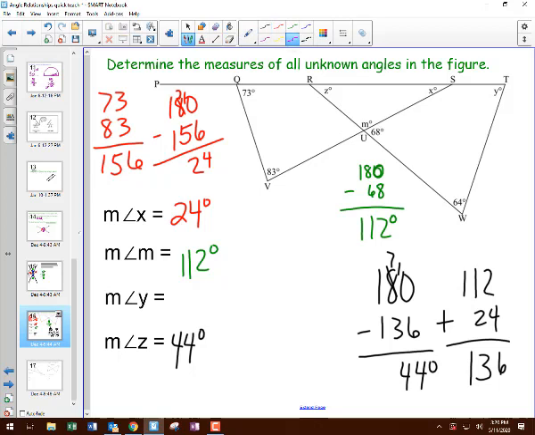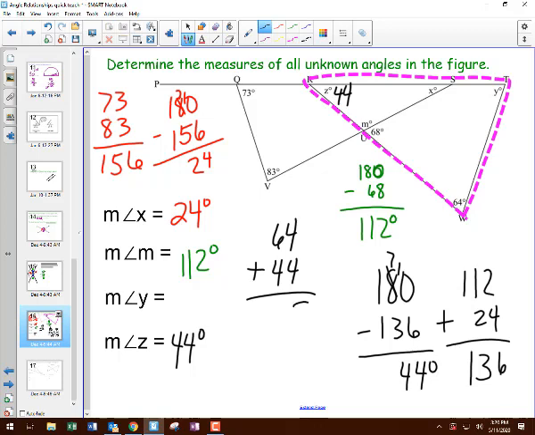Okay, so here again we're trying to find y. We just found z. We know that one to be 44. So we have 64, 44, and y. Let's go ahead and add these together. 64 and 44 added together is 108. Turn around and go 180 minus 108, which should be 72. So that one's going to be 72 degrees.